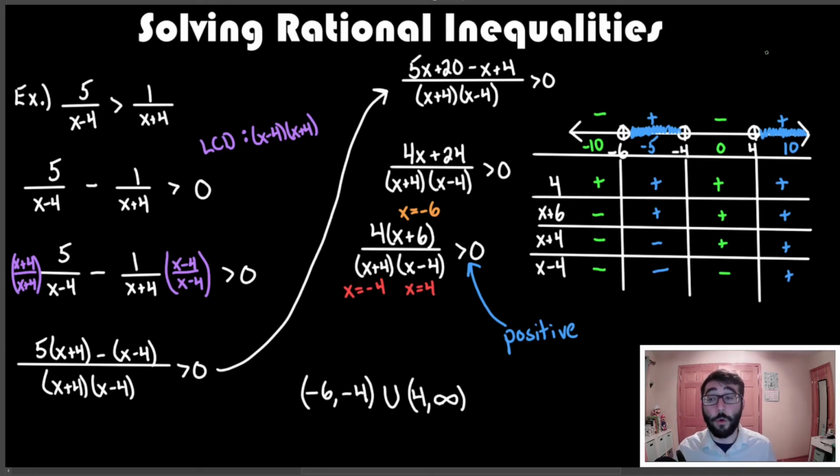And there we go. -6 and -4, parentheses around both because we cannot be -6 or -4, and from 4 to infinity, with obviously both of those excluded because we can't be in infinity, and we also can't include 4 because it was not or equal to, as well as 4 came from our denominator. And that's it. That's solving rational inequalities.